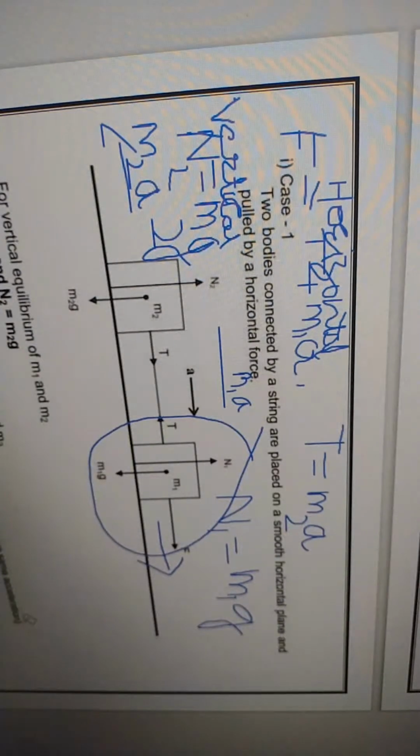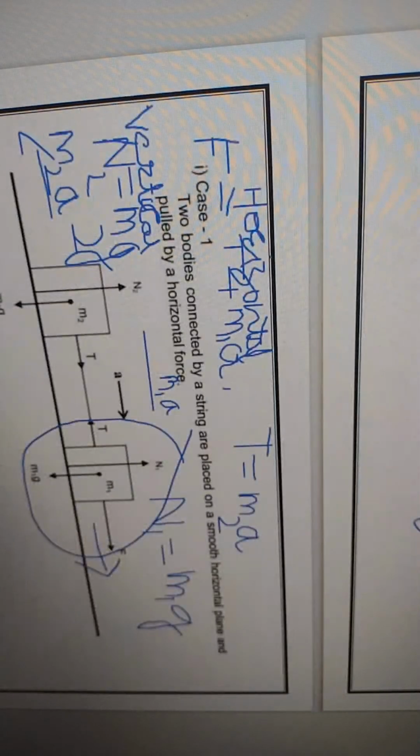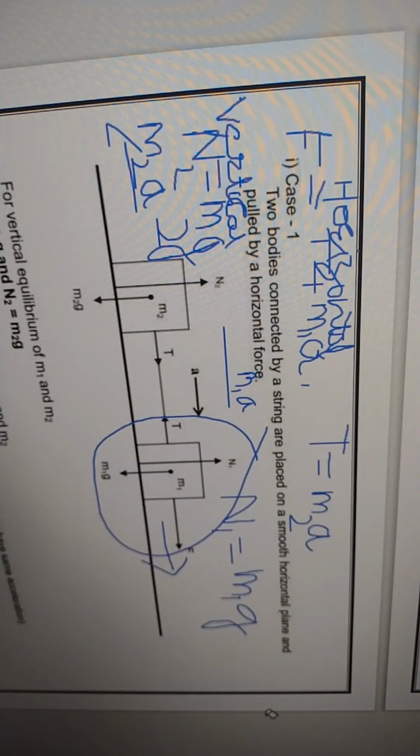And it is the same equations coming here from this. Here is the same equation for vertical equilibrium of M1 and M2, and N1 is equal to M1G. We have got the same equation here also. You can see here. These are the same equations we have got, and another in the downward direction.